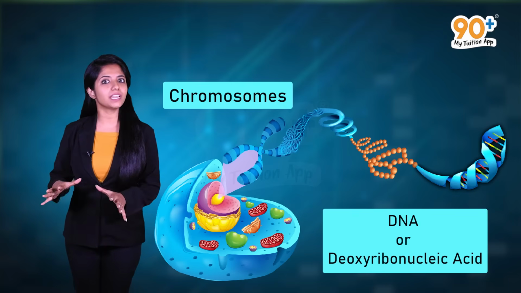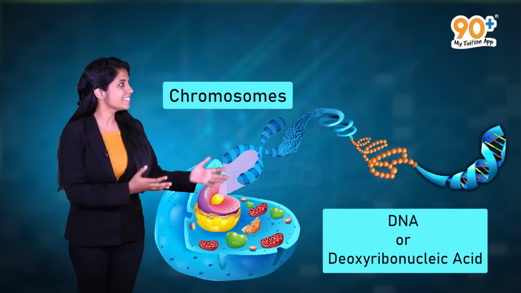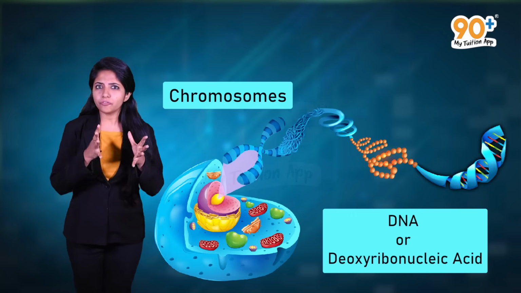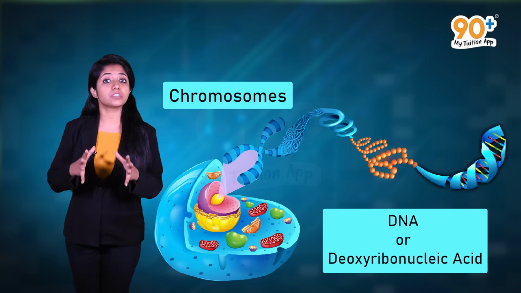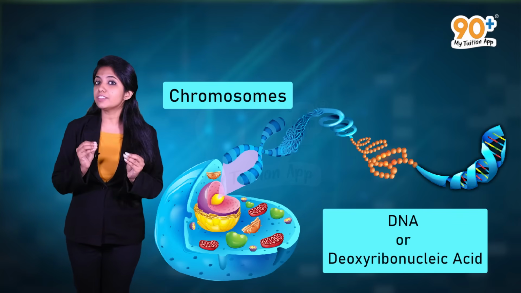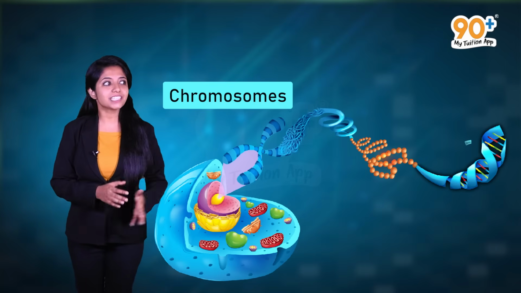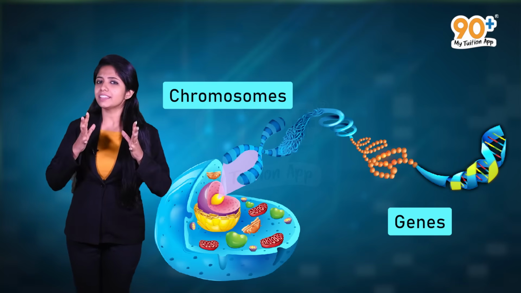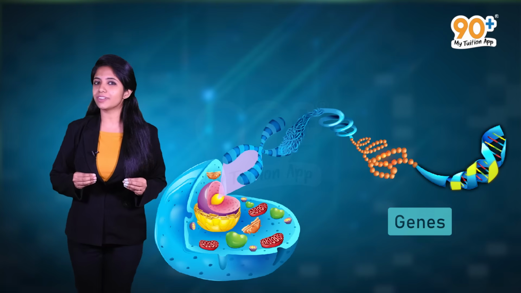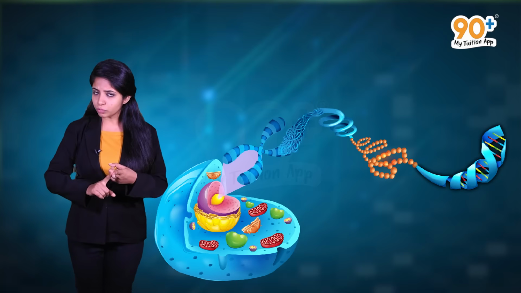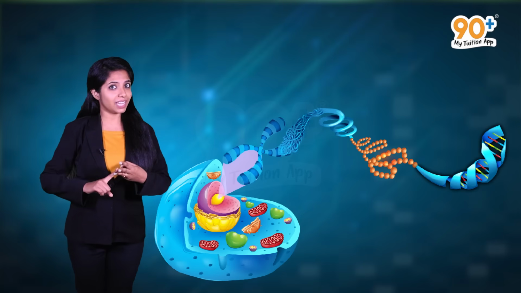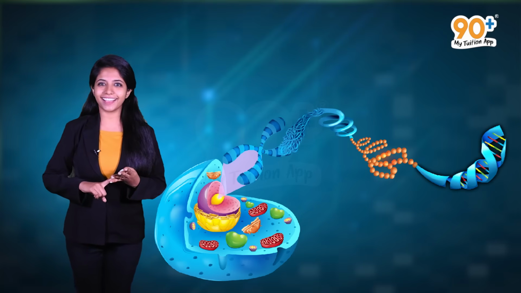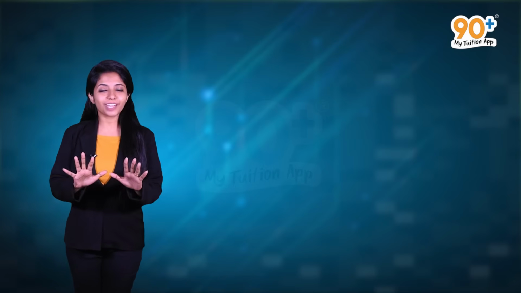Well, apart from the DNA, the chromosomes also contain certain proteins. Okay, now I'll tell you a fun thing. That is, the functional segment within the DNA has a special name. It is known as genes, and they are the ones which are responsible for carrying the information from the parents to the offsprings. So now we have learned about chromosomes, about their proteins, the DNA or deoxyribonucleic acid, and also about genes. Okay?